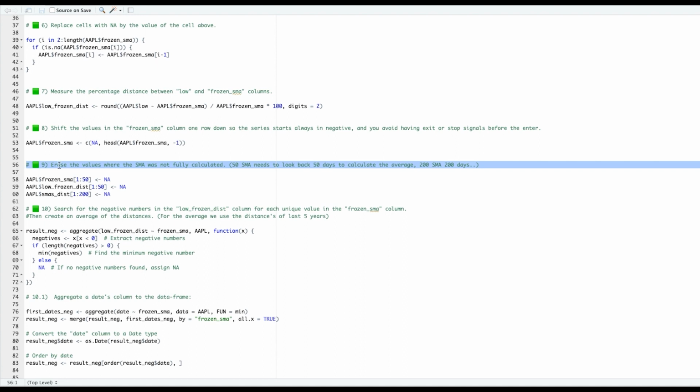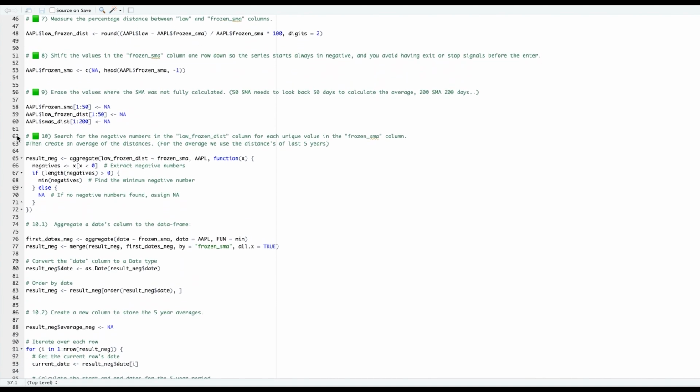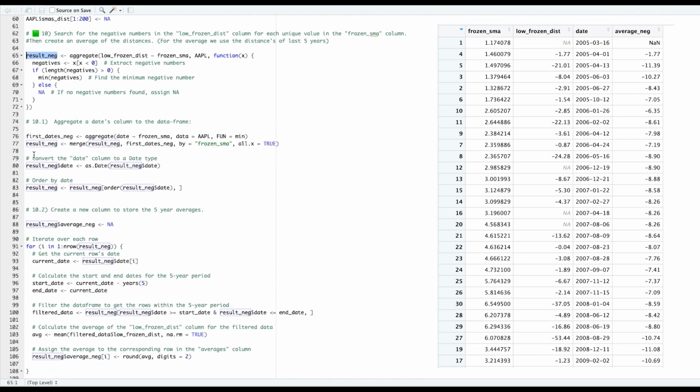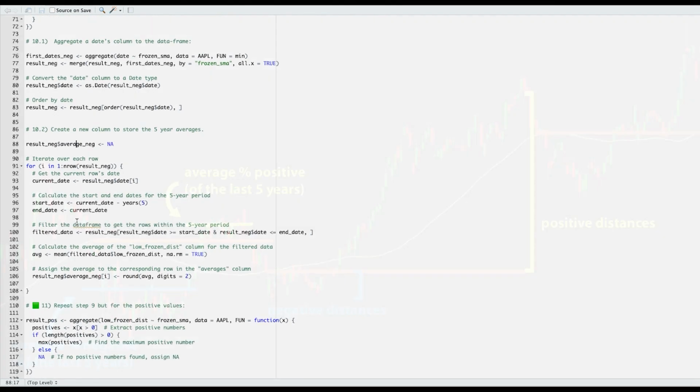In this step, I erased the value of the first 200 rows, which are the ones where the SMA was not fully calculated, just in case we need those rows for future analysis. Here, I created a new data frame named result neg, where I first calculated the minimum number in the low frozen dist column for each series of the frozen SMA column. This means calculating the maximum negative distance the price separates from the reference line. Then, for each series, I took the last 5 years of those maximum negative distances and calculated an average.